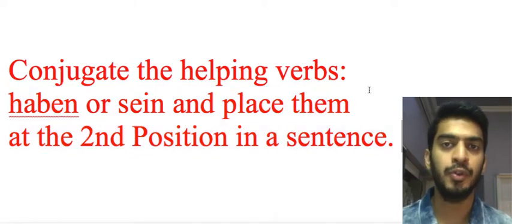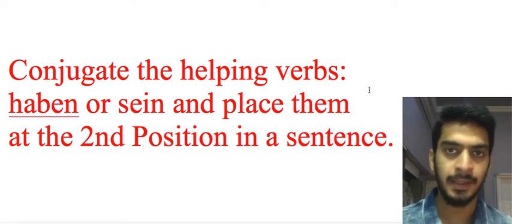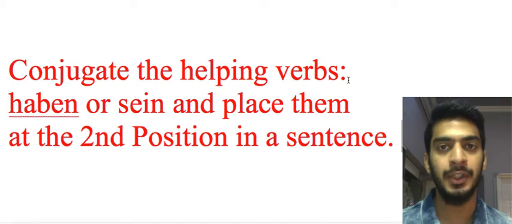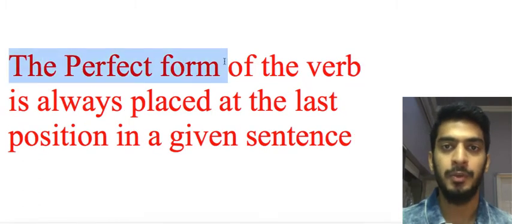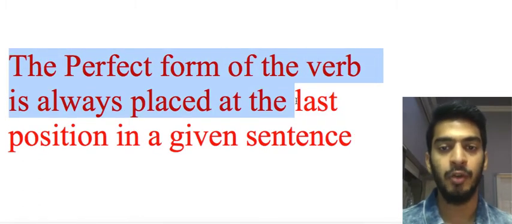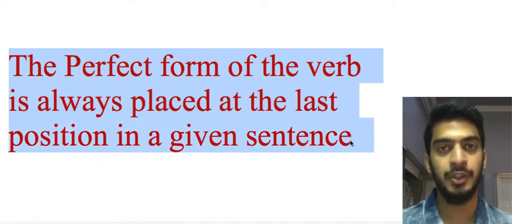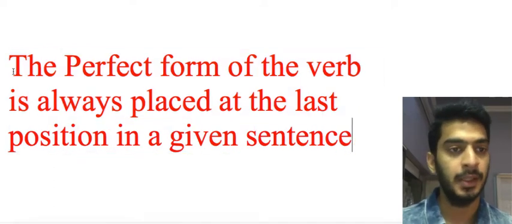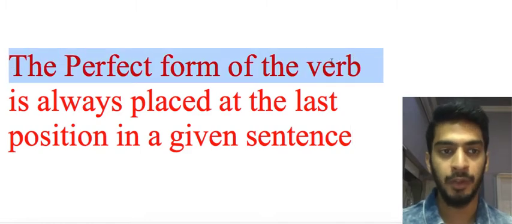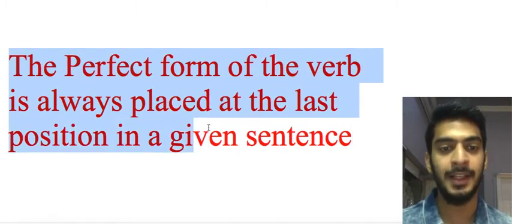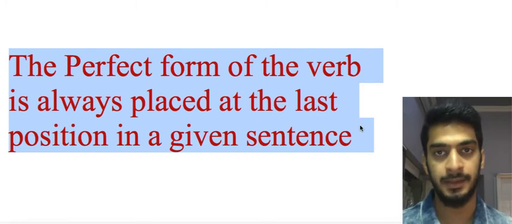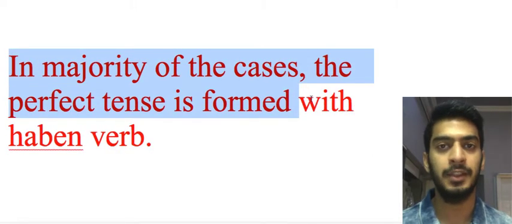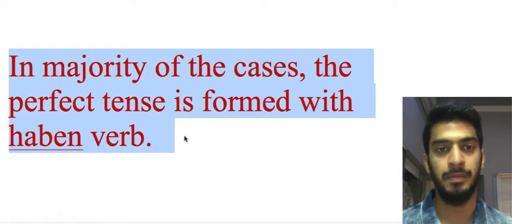We have to conjugate the helping verbs, either sein or haben, and place them at the second position in a sentence. The perfect form of the verb is always placed at the last position in a given sentence. This is very important. I'm repeating this: the perfect form of the verb is always placed at the last position in a given sentence. In the majority of cases, the perfect tense is formed with the haben verb.